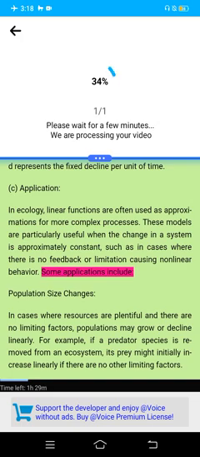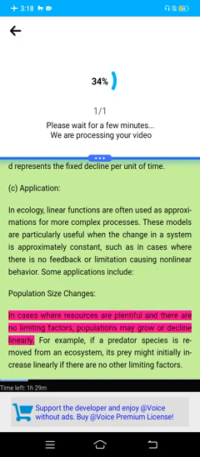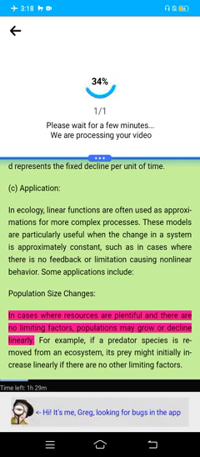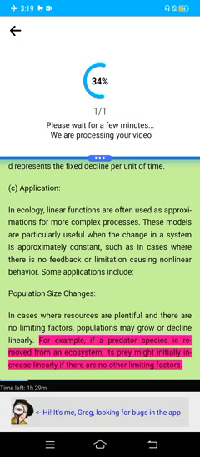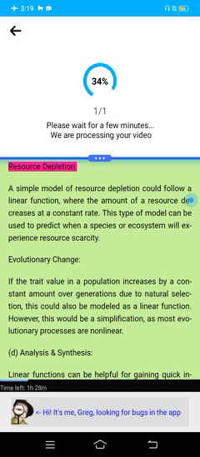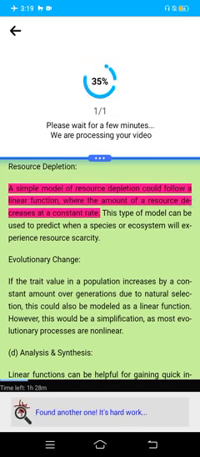Some applications include population size changes. In cases where resources are plentiful and there are no limiting factors, populations may grow or decline linearly. For example, if a predator species is removed from an ecosystem, its prey might initially increase linearly if there are no other limiting factors. Resource depletion. A simple model of resource depletion could follow a linear function, where the amount of a resource decreases at a constant rate.